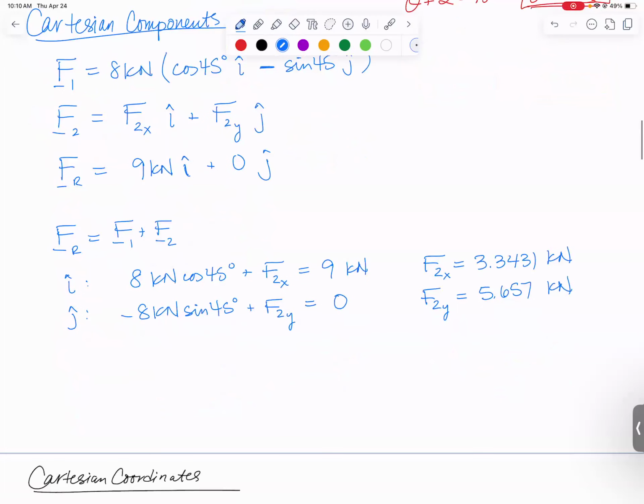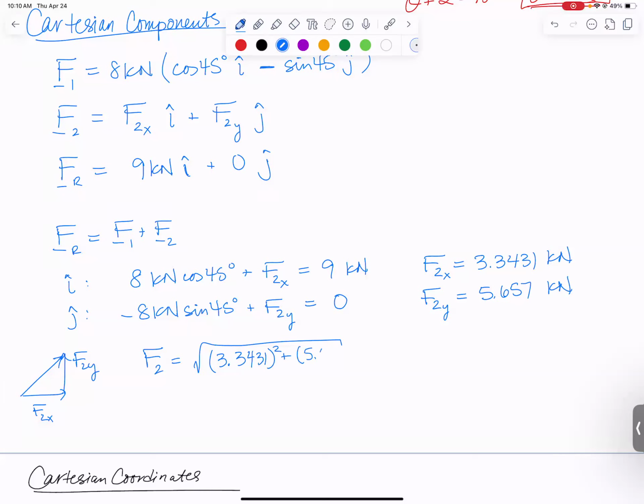Now we want to get magnitude and direction. For magnitude, I've got F2x right here and F2y right there, and I'm going to use the Pythagorean theorem. To get my total F2, I need to take the square root of F2x squared, that's 3.3431 squared, plus 5.657 squared. When you do that, you get 6.57 kilonewtons. Now I'll round to 3 sig figs because I'm done.